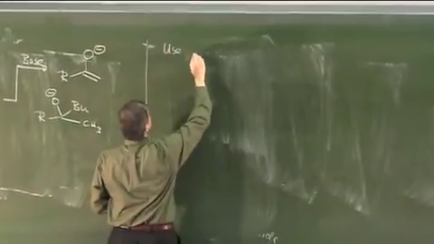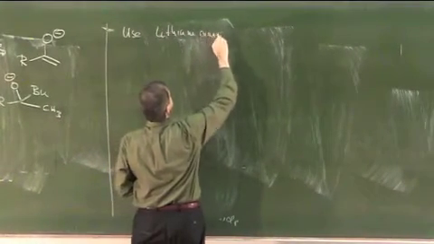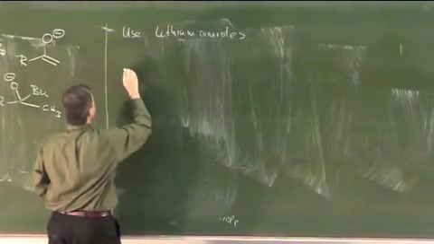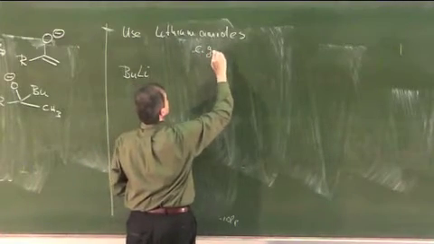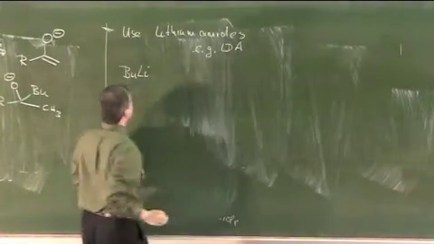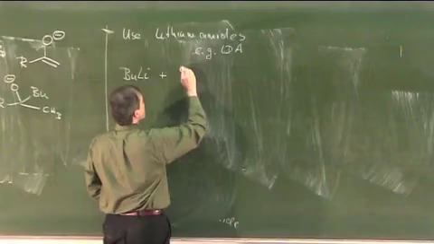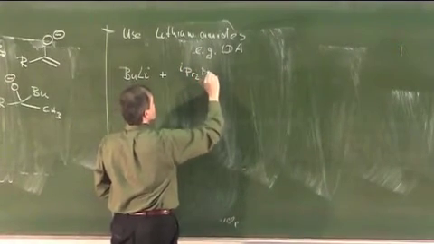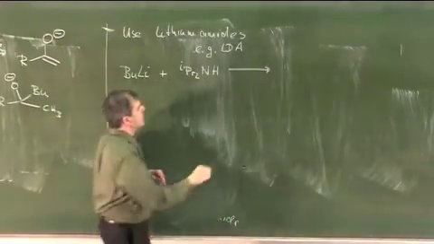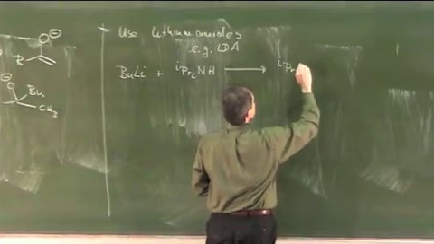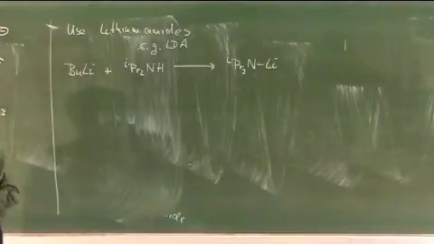but more commonly lithium amides, which are easily prepared. One very famous example is lithium diisopropylamide, LDA. Take butyllithium and diisopropylamine, and you're forming the corresponding lithium salt of the amine.